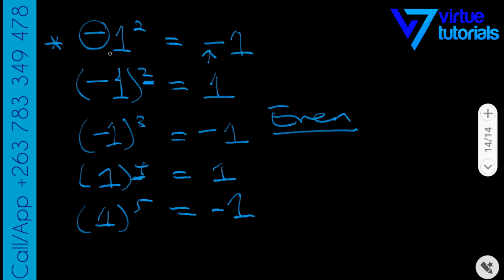However, if there are no brackets and there's a negative, the answer is always negative because the negative sign is unaffected by this power. So you can proceed to do the next set of questions.